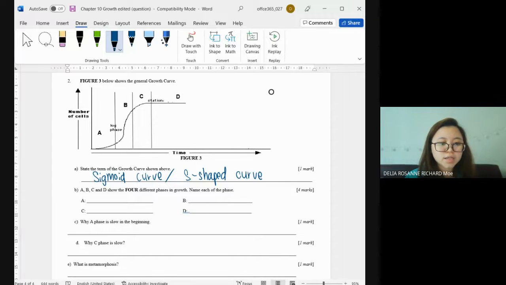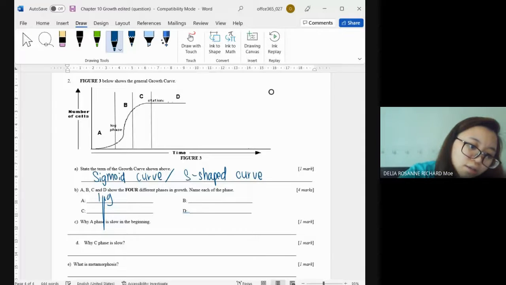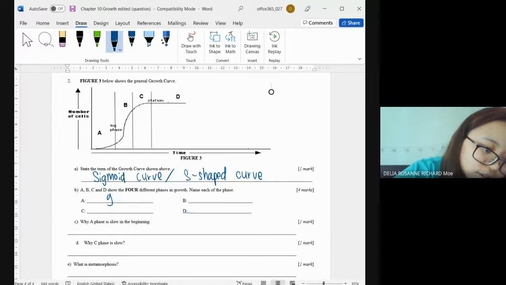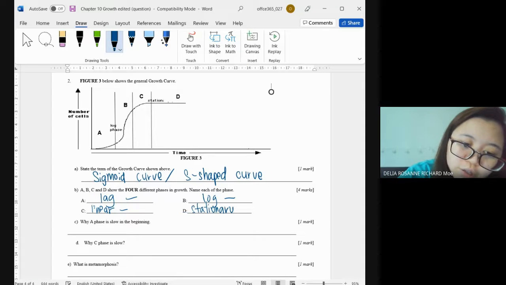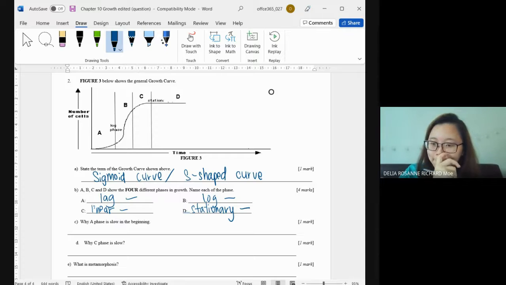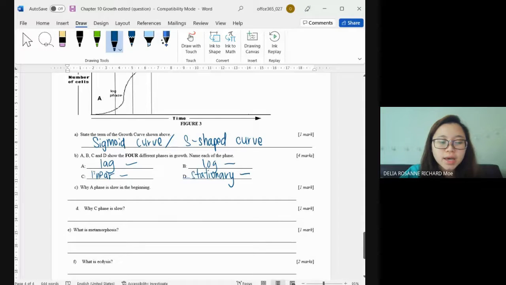Okay, and then A, B, C, and D show 4 different parts, different phases in growth. This one should be lag phase, log phase, linear or decelerating phase. And then this one should be stationary or plateau phase. Okay, this one shouldn't be a problem. Explain why A is slow in the beginning.